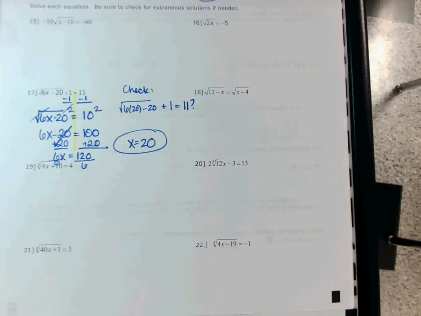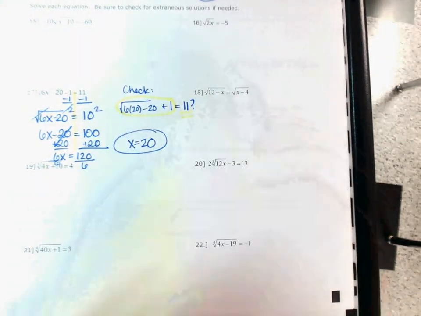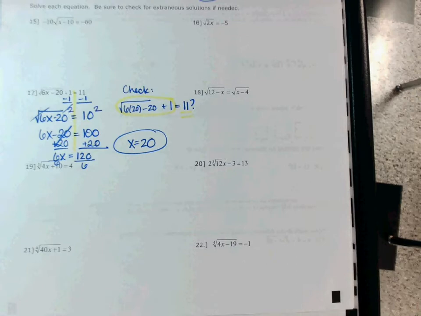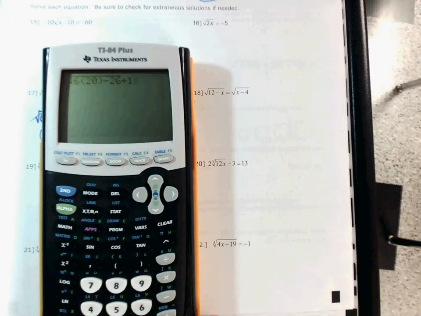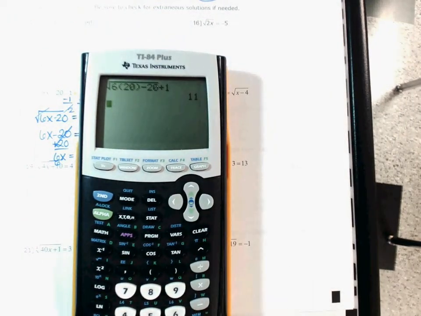So remember, I type this side in, and then I see, does it give me 11, or does it give me something else? So square root, 6 parentheses 20, minus 20, plus 1. Type it in just like that. And I did get 11, so you can put a check.